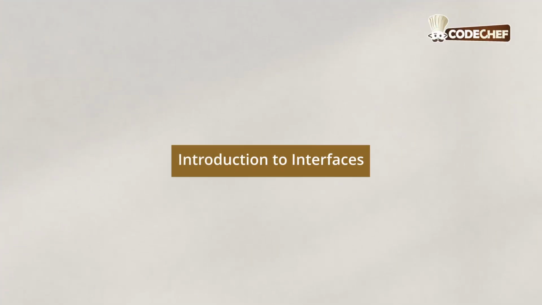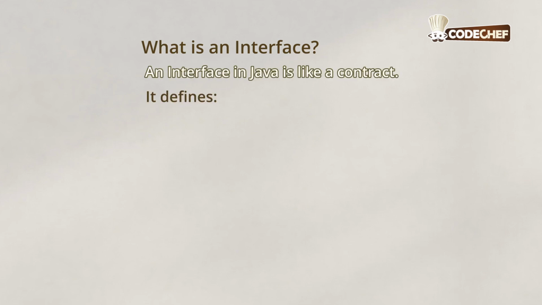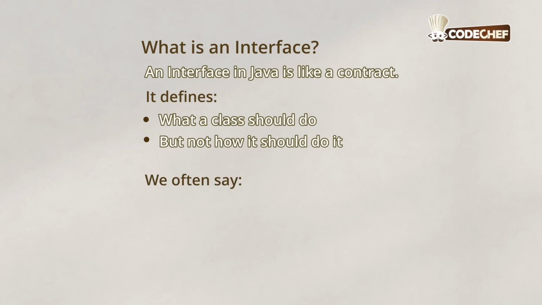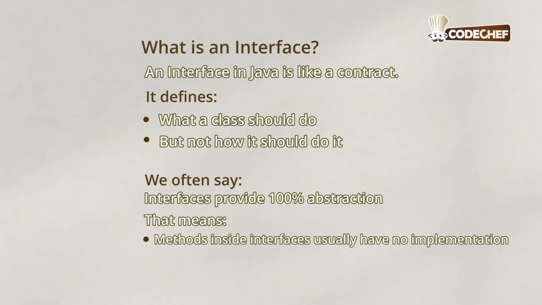Introduction to interfaces. We've already learned about abstract classes. Now let's move to another powerful concept used to achieve abstraction, interfaces. What is an interface? An interface in Java is like a contract. It defines what a class should do, but not how it should do it. We often say interfaces provide 100% abstraction. That means methods inside interfaces usually have no implementation. The implementing class must define the behavior.